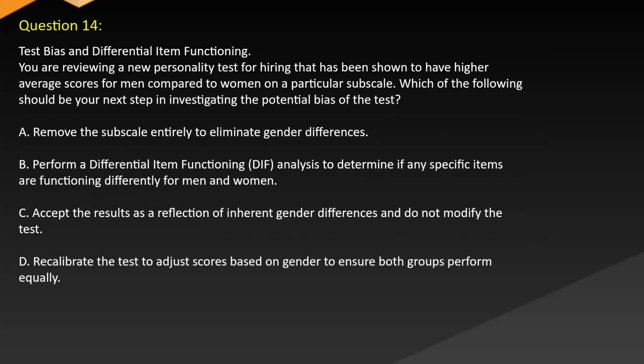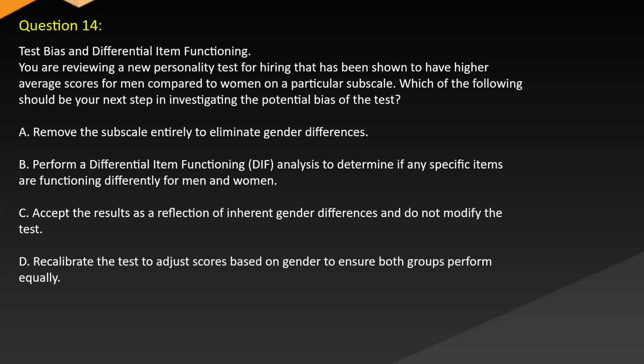Question 14. Test bias and differential item functioning. You are reviewing a new personality test for hiring that has been shown to have higher average scores for men compared to women on a particular subscale. Which of the following should be your next step in investigating the potential bias of the test?